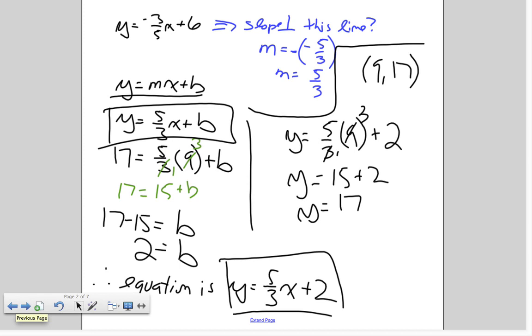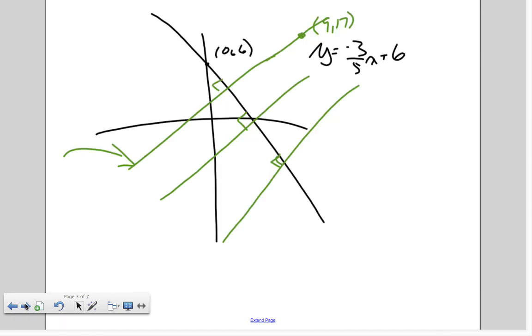So what is b here? 2. But in general, what's b? The y-intercept. In other words, we have an infinite amount of lines crossing the y-intercept. So b could be anything. So that's the real answer. If I posed it like that, that would have been the answer. Okay? Any other questions with this example?